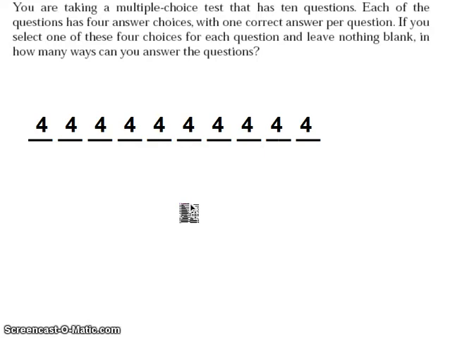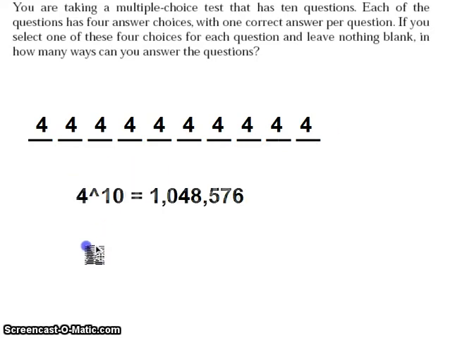So if we want to know how many ways we can answer all the questions on the test, we would just need to multiply all these 4s together, which results in 4 to the 10th, which is 1,048,556. So you better study. Make sure that you know your stuff, right? Because you've got lots of ways that you can answer the test.